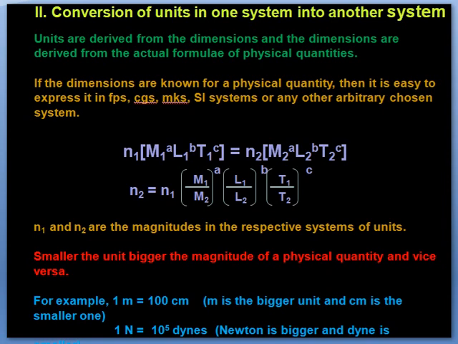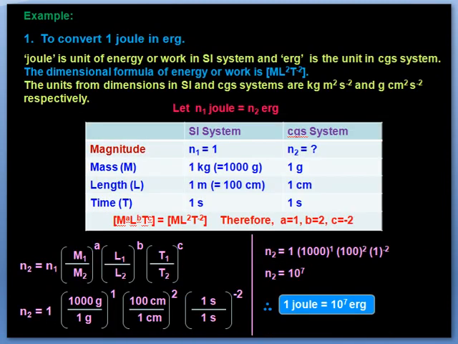For example, 1 meter is equal to 100 centimeter. Here meter is the bigger unit compared to centimeter, and centimeter is the smaller one. 1 Newton is equal to 10 raised to the power of 5 dynes. Here dyne is the CGS unit of force and Newton is the MKS unit of force. So Newton is bigger than dyne. So this is the conversion.